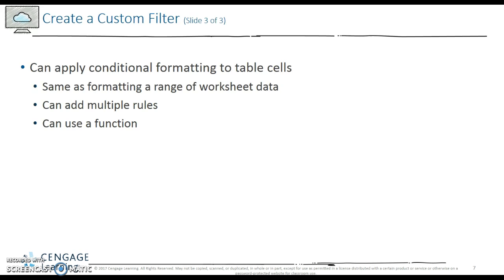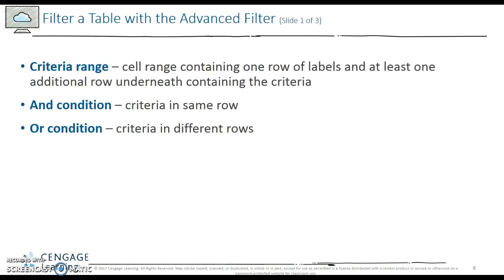Formatting a range of a table is the same as formatting a range of worksheet data. You can use multiple rules and you can use a function when you do the conditional formatting. So a criteria range is a range of cells that contains one row of labels and at least one additional row underneath. An AND condition is criteria in the same row, an OR condition is criteria in different rows.